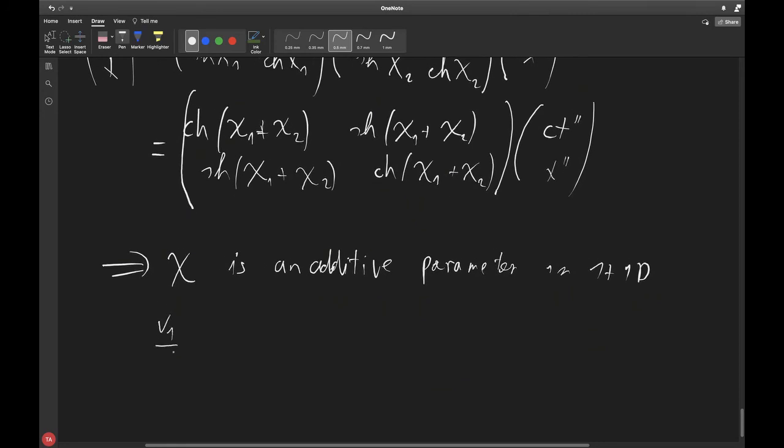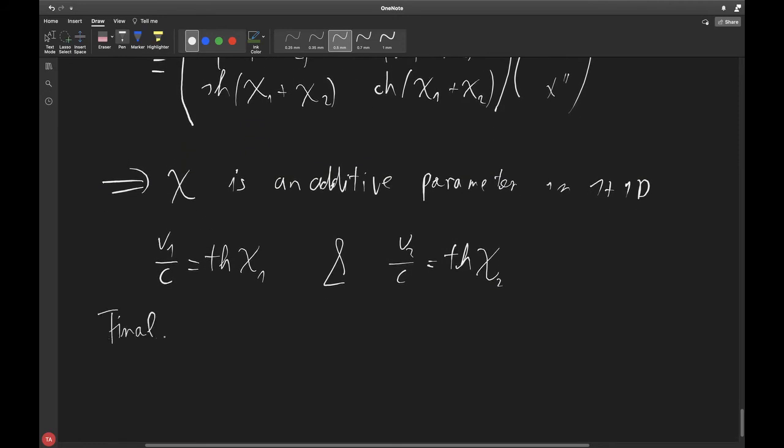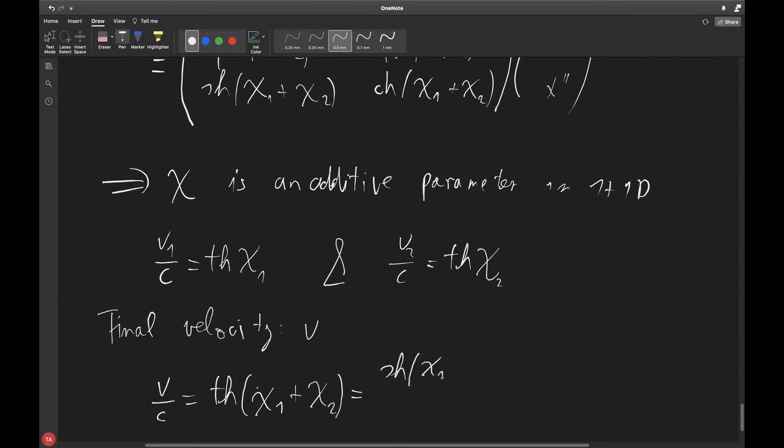We say that chi 1 is coming from the velocity v1, and that is the tangent hyperbolic of chi 1, and v over c is the tangent hyperbolic of the rapidity chi 2. So the final velocity v over c, as we just discussed, these rapidities can be added, so that is going to be the tangent hyperbolic of chi 1 plus chi 2. This just means that this is the sine hyperbolic of chi 1 plus chi 2, divided by the cosine hyperbolic of the same parameters chi 1 plus chi 2.